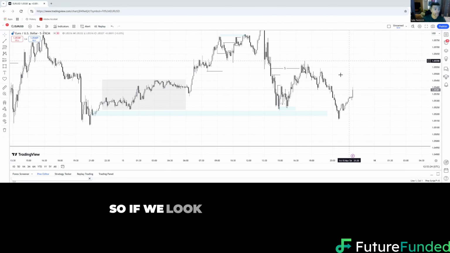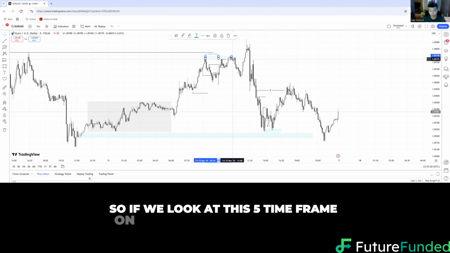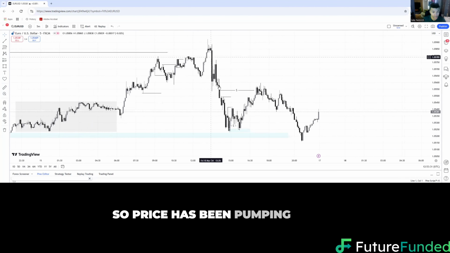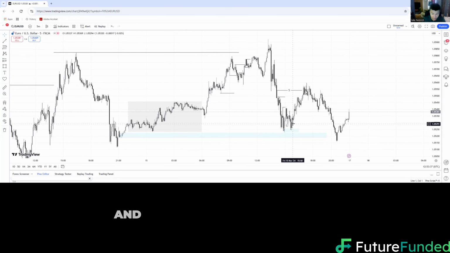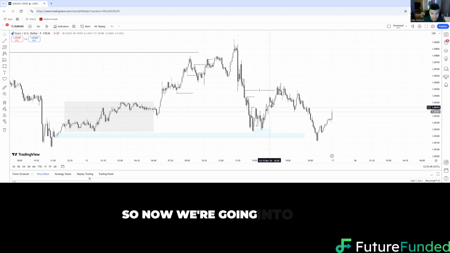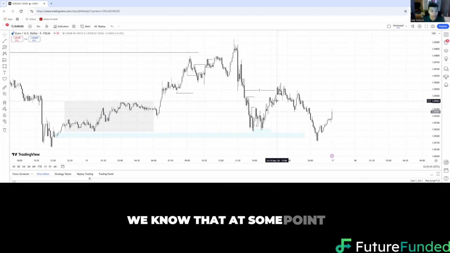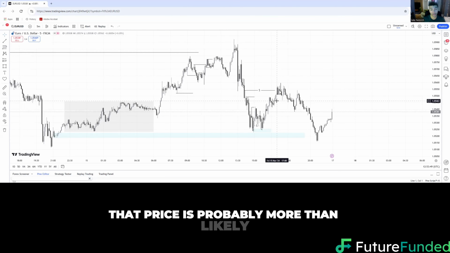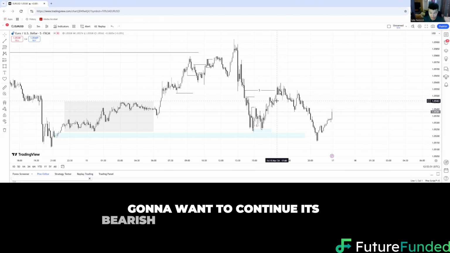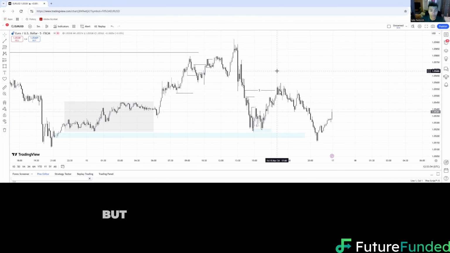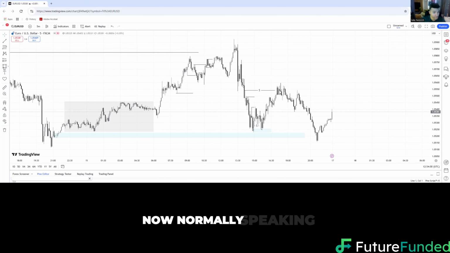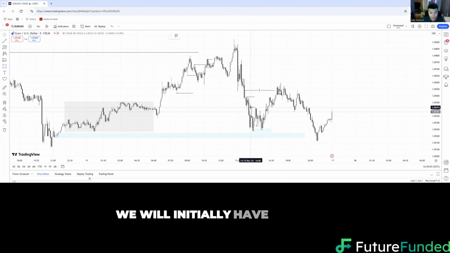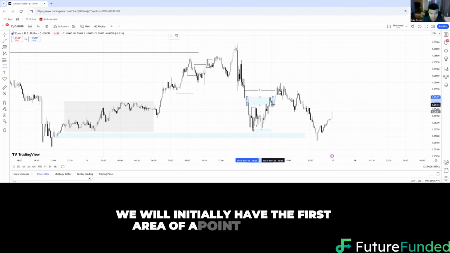So if we look at this 5-minute time frame on the euro dollar for an example, okay, so price has been pumping down. We then get a tap at Asia lows. We then literally just tap into it, and then we start a retracement phase. Okay, so now we're going into that retracement phase. We know that at some point, considering the markets overall are bearish at this present moment in time, that price is probably more than likely gonna want to continue its bearish momentum to the downside. All right, but where do we actually find the areas, and how do we validate which area is good, which area is not? Okay, now normally speaking, we will initially have the first area of a point of interest.